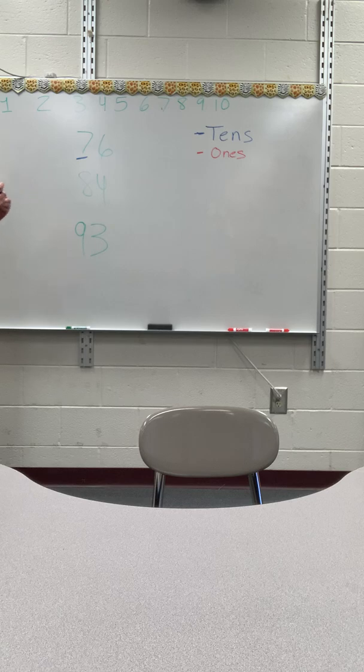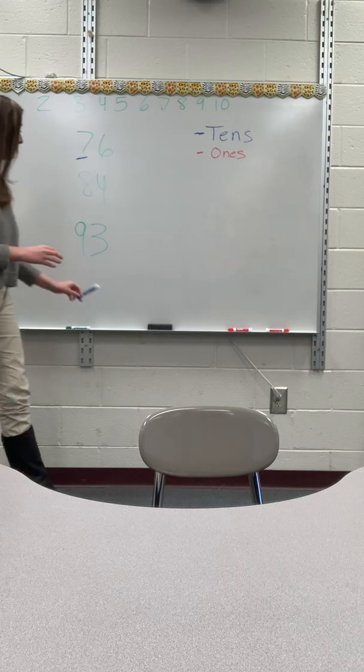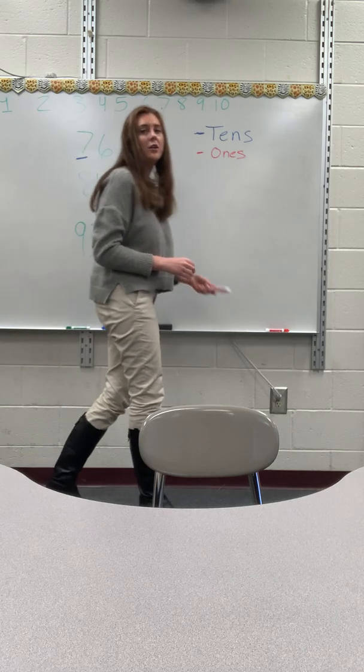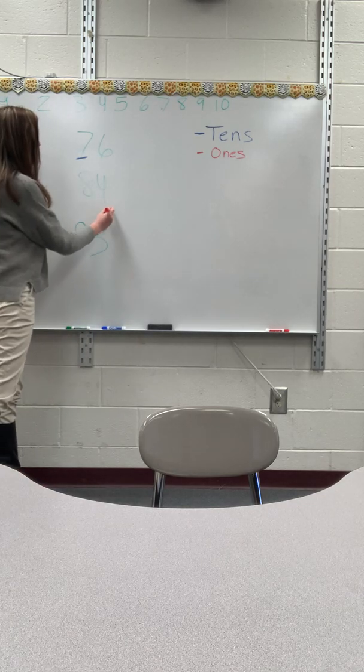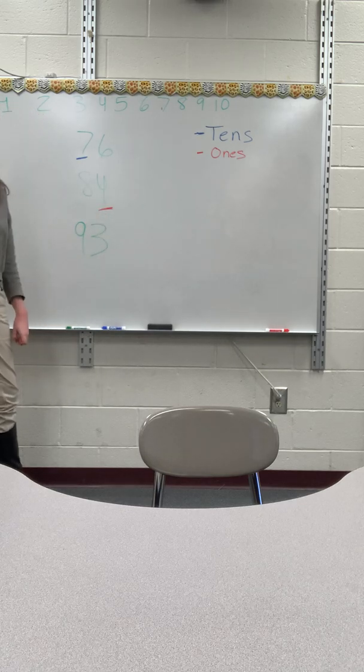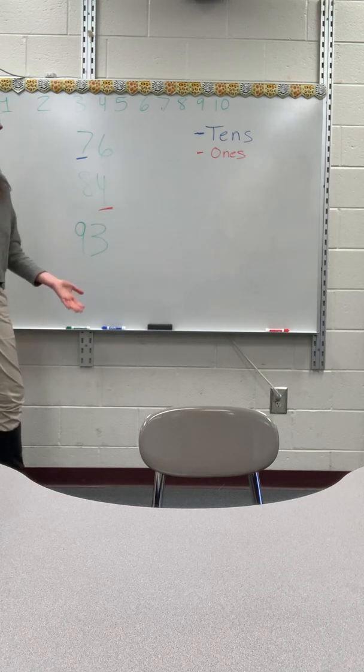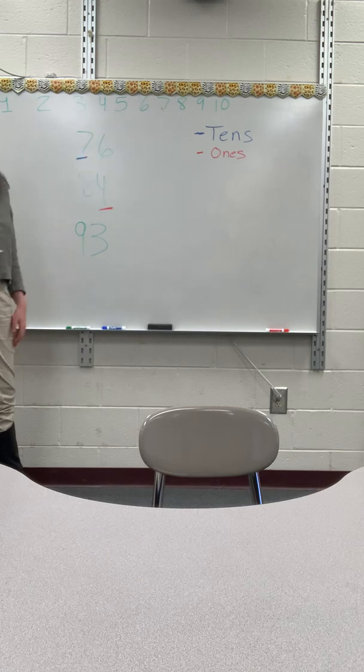Now, which number is in the ones place in the number 84? Which number is in the ones place in 84? It's number 4, because if we put a 0 in front of the 4, 4 is less than 10. So 4 is in the ones place.